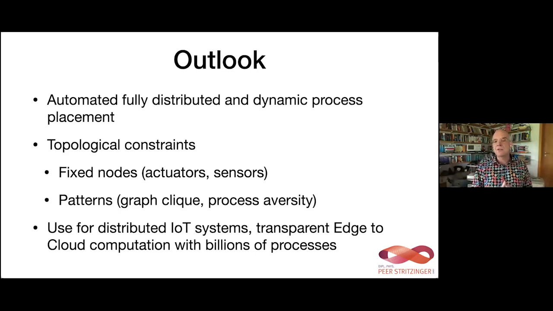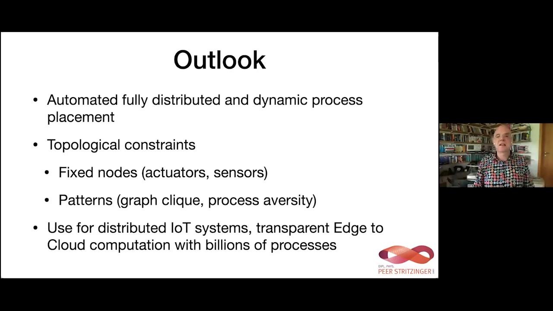Or you can say process diversity. You can say these four processes should always live on different nodes. Because, for example, they could be doing some fault tolerance. If they implement a practical Byzantine fault tolerance protocol, it would not be useful to have them all on the same node, because then there's no fault tolerance. So you would tell them: spread out, go to four nodes, but don't be on the same node.